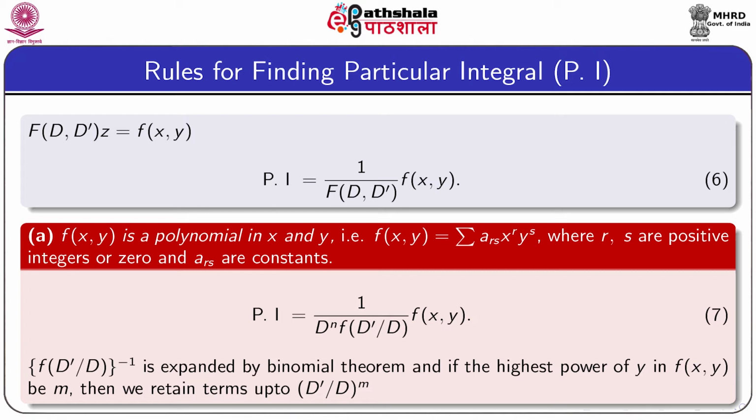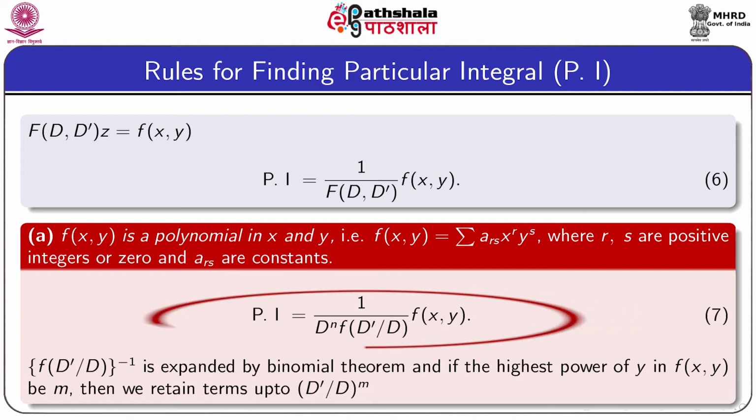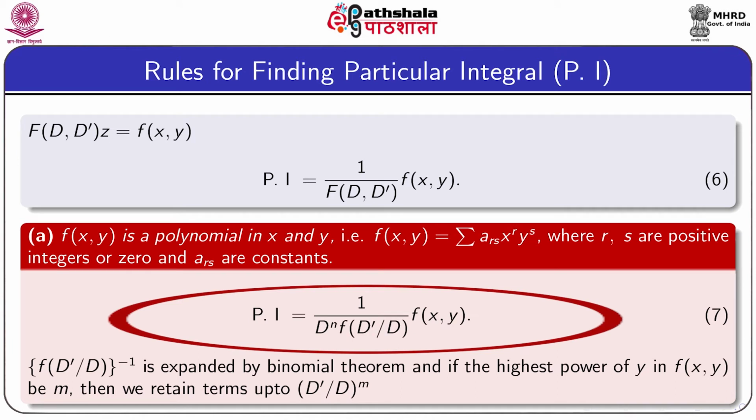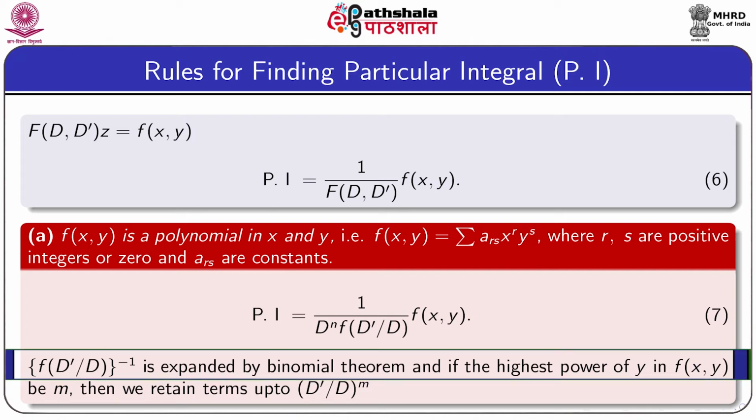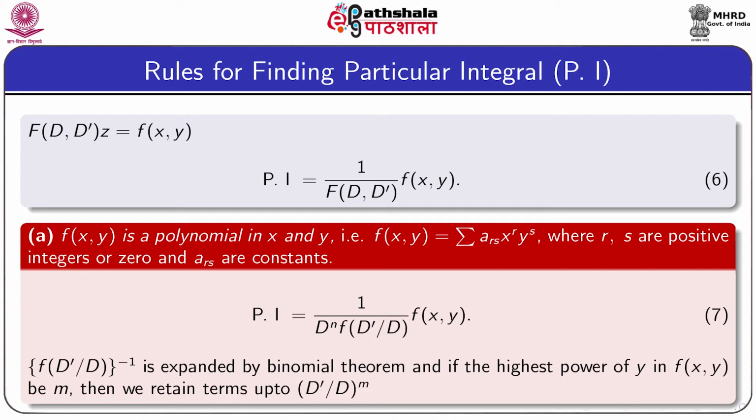If small f is given in this form, the particular integral can be written as 1 by D^n times f(D'/D) operating on f(x, y), where f(D'/D) to the power minus 1 is to be expanded by the binomial theorem, and if the highest power of y in f(x, y) is m, then we need to retain the terms up to (D'/D) to the power m.